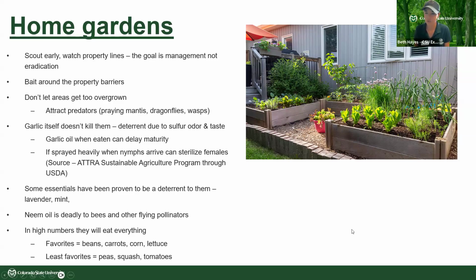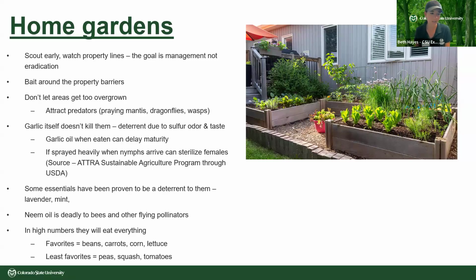Don't let areas get too overgrown this year because that immediately attracts them. And then if you do mow, try to keep things at a certain height that will attract predators like praying mantis, dragonflies, even wasps. Wasps will go after dragonflies as well and are a good one to leave if you can, depending on where they're located on your property.